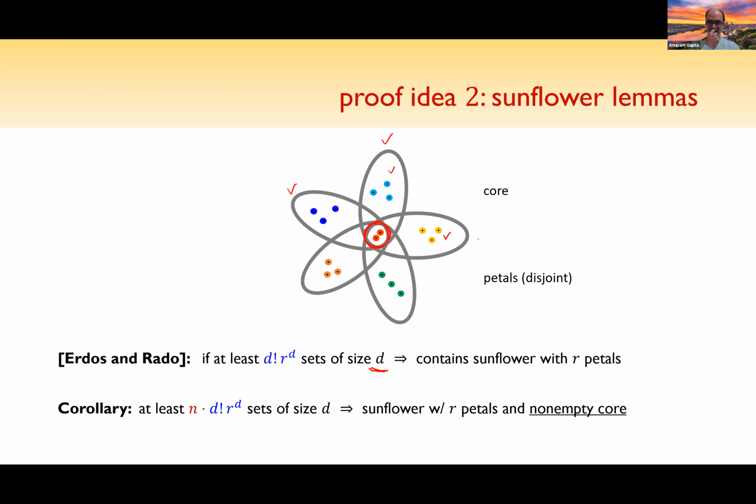Okay. There's a quantitative improvement, but the important thing is qualitatively: if there are a lot of sets like this, then there's a large sunflower. Contrapositive: if there is no large sunflower, then my set system is small. I can also ensure, by losing a factor of n in the set system size, that these sunflowers also have a non-empty core. Normally, sunflowers are allowed to have empty cores. I require non-empty cores.